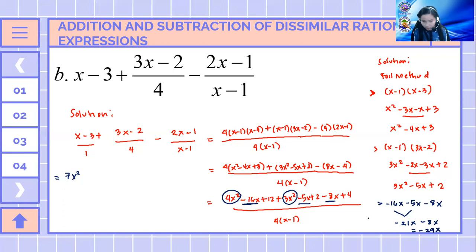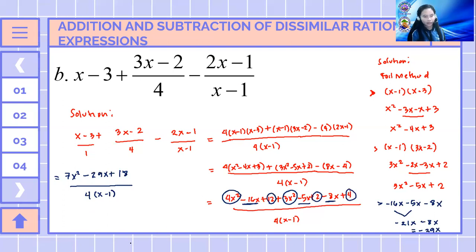Okay? So we have now negative 29x. And then for the last term, the constant, we have 12, 2, and 4. So 12 plus 2, we have 14, 14 plus 4, we have 18, right? And then over 4 times x minus 1. So this will be the final answer for this expression.